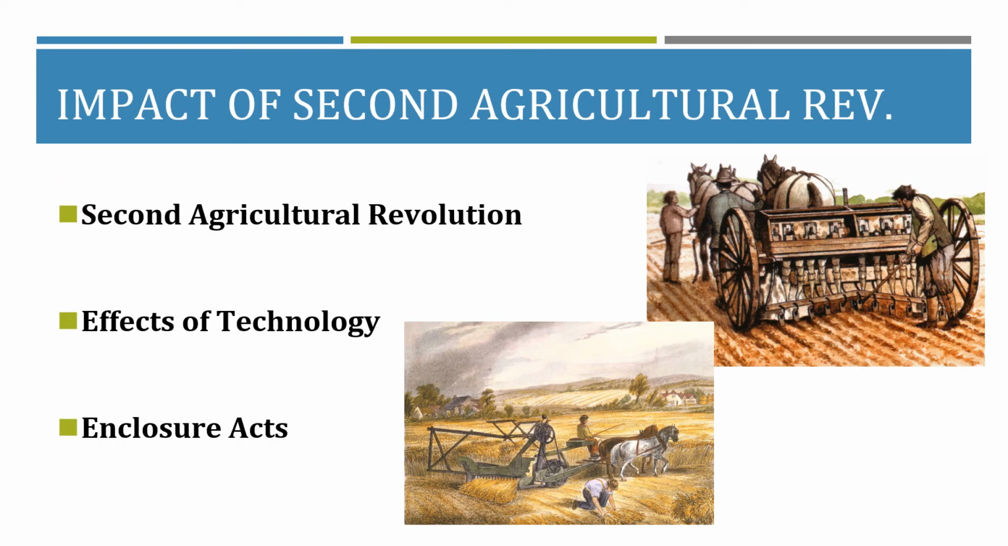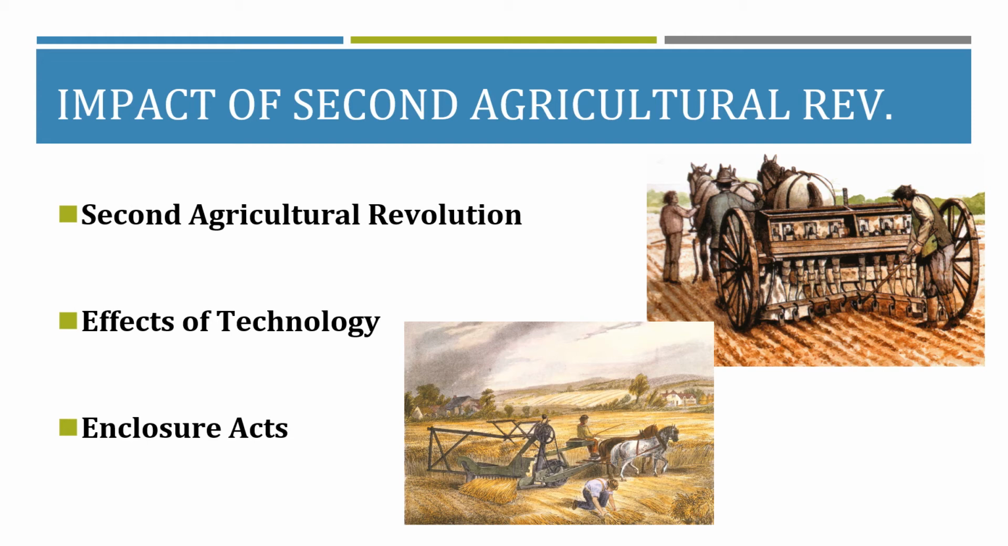The second agricultural revolution has huge impacts. This is when we start to move from what is known as animate power, which are animals, to inanimate power, which are machines. So this is when we take those inventions of the Industrial Revolution, like the steam engine, and start applying it to agriculture through things like tractors.